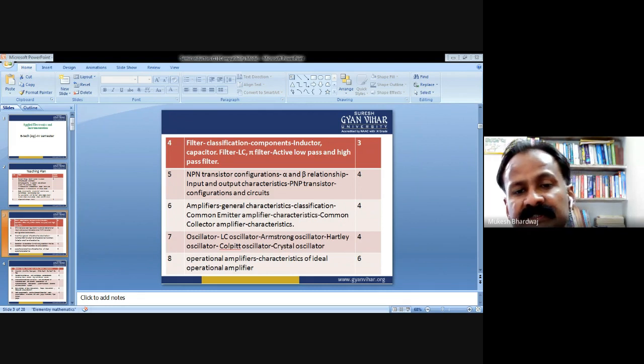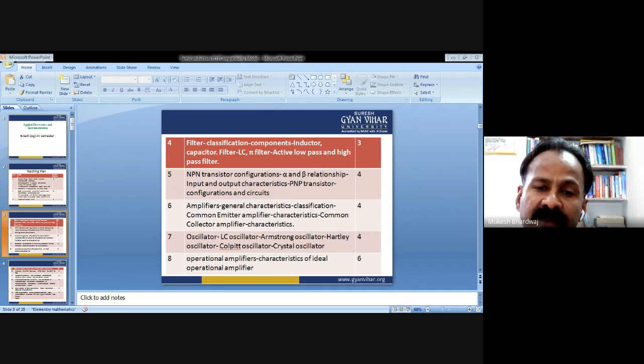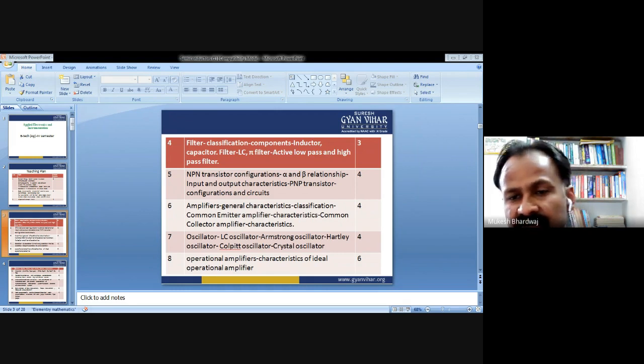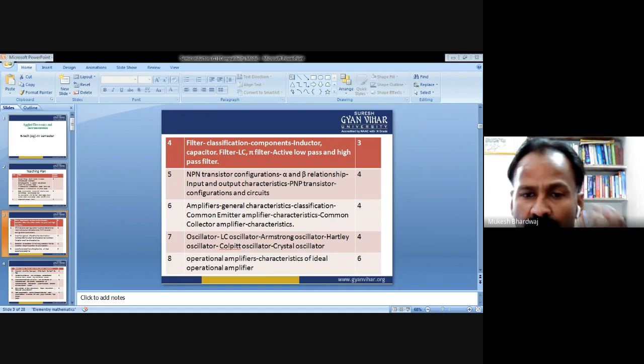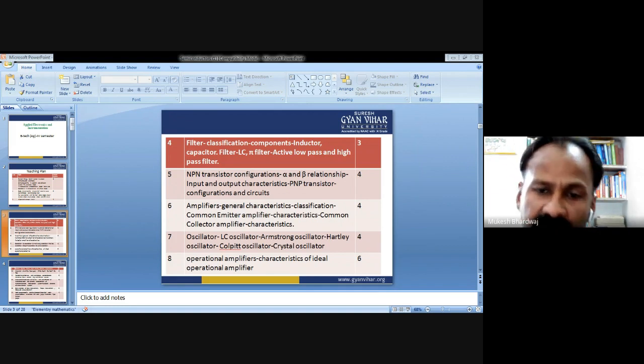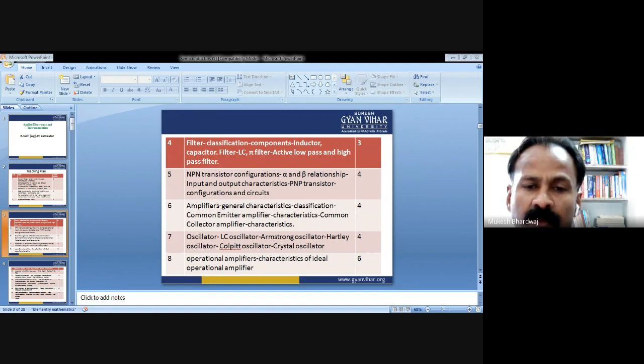So the sixth topic is amplifier: general characteristics, classification, common emitter amplifier characteristics, common collector amplifier characteristics. Seventh topic is oscillator, that is frequency generator, LC oscillator. Various types of oscillators are available depending upon their configuration and circuit arrangements. First is known as LC oscillator, second is Armstrong oscillator, third is Hartley oscillator, fourth is Colpitts oscillator, and fifth is crystal oscillator. Different types of arrangements are done for producing different types of frequency signals.